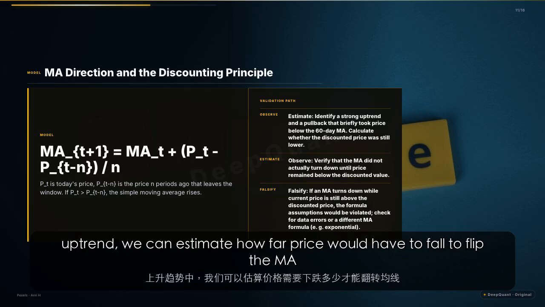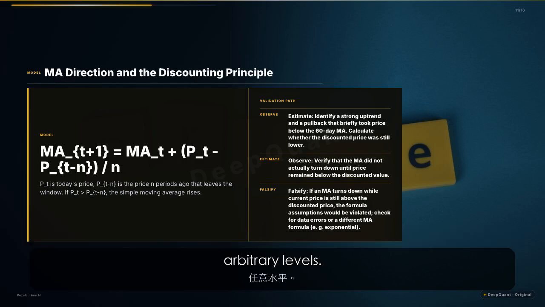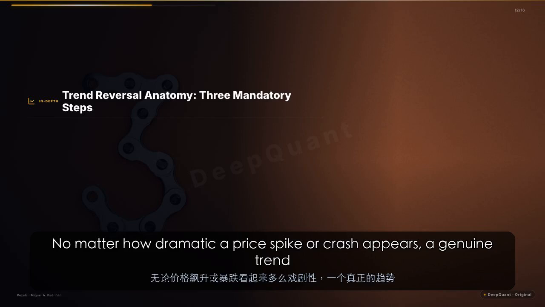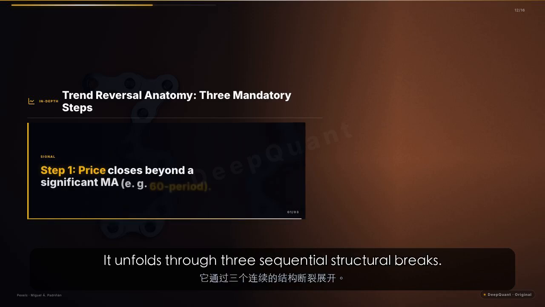During a pullback in an uptrend, we can estimate how far price would have to fall to flip the MA direction, and thus define a structural invalidation point independent of arbitrary levels. No matter how dramatic a price spike or crash appears, a genuine trend reversal does not occur in a single bar. It unfolds through 3 sequential structural breaks.